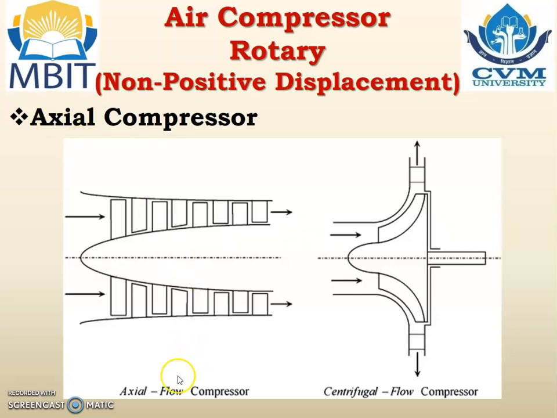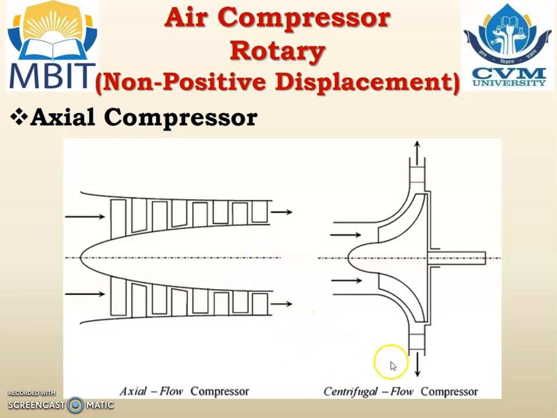Now it is known as the axial flow compressor because the flow of air is parallel to the axis. So you can see in this the air enters from the left hand side and it comes out from the right hand side. And the direction of the air flow is parallel to the axis of a compressor. So it is known as the axial flow compressor.